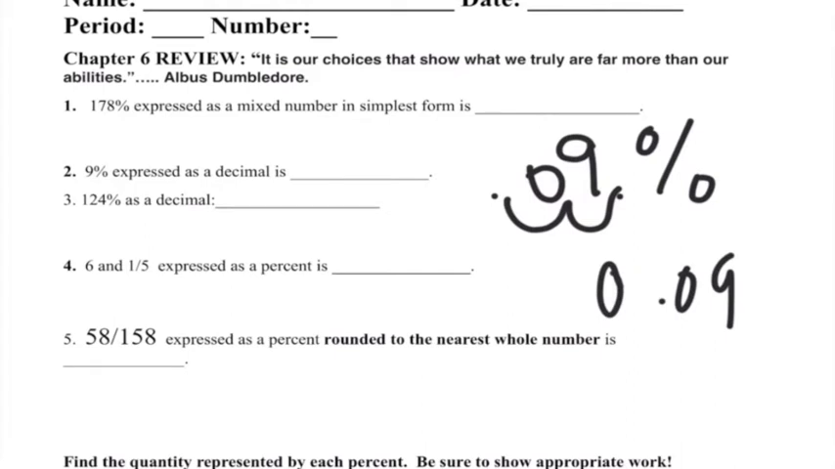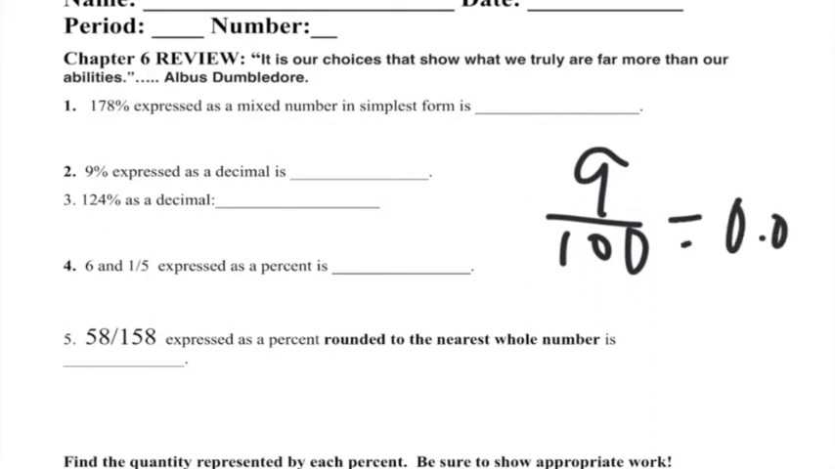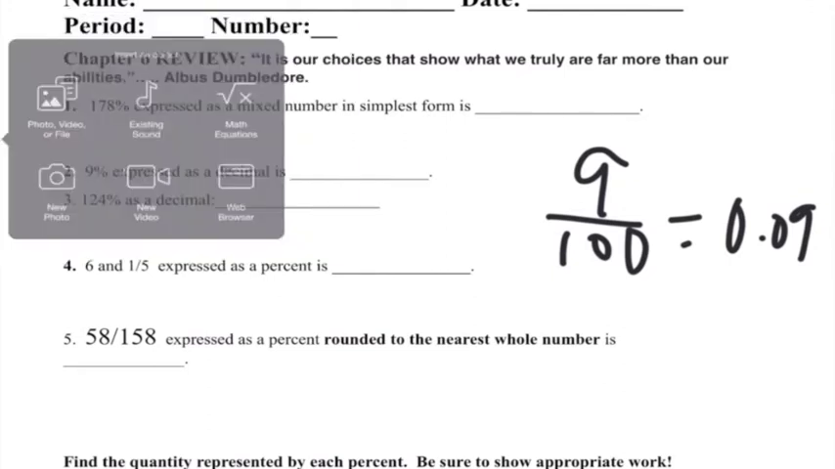The other way to do this is when it's 9%, again, we're always based on 100. So all you need to do is take 9 and put it over 100. And you should know that this is 9 hundredths, so 0.09. Either way works. Okay, let me just erase this.